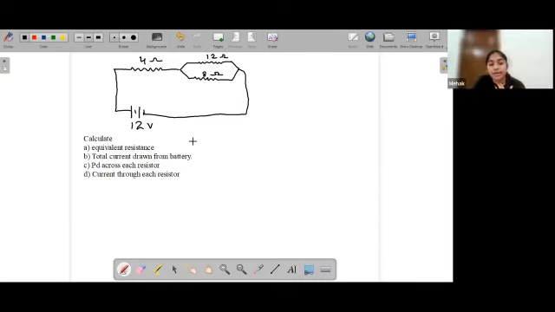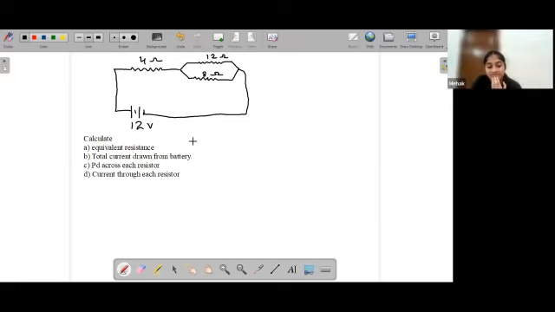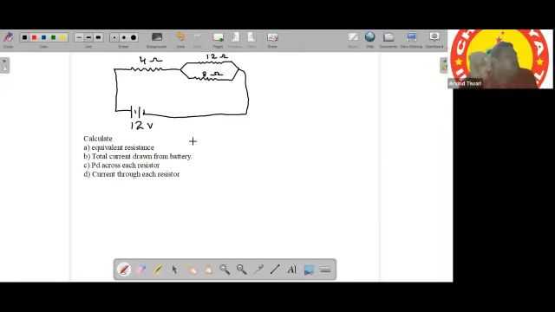Sir, for parallel, I did 1 by 8 plus 4. So I made a mistake. Yeah, I know what is the mistake you have made. You have not made the reciprocal of that. Yes, sir. So that is the most common mistake that students make. Everyone see, this is the most common mistake everyone does.